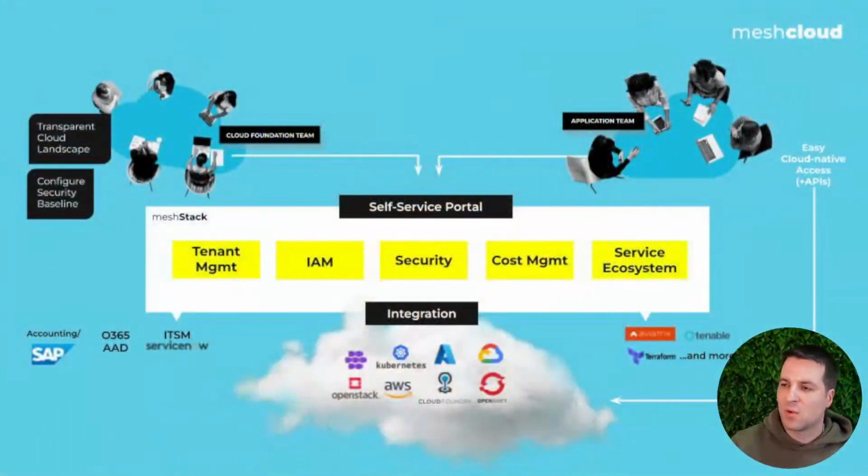So let's start with a quick introduction where meshStack lives in your organization, basically, and what it does for whom. If you look in the top right and top left corner, you see two teams. In the top left corner, it's the Cloud Foundation team, or Central Cloud team, Cloud Center of Excellence. And the top right corner, the team is a representation of all the application teams in an organization.